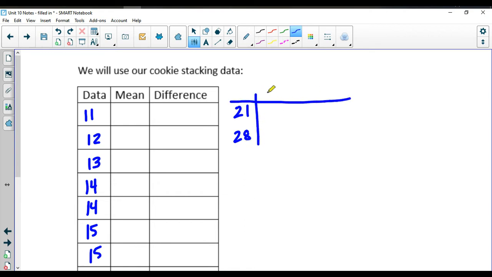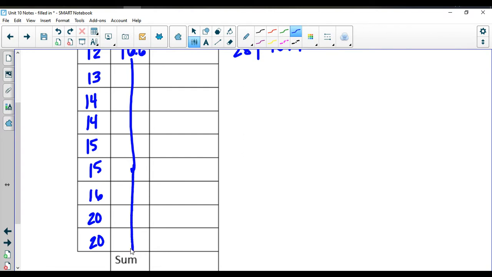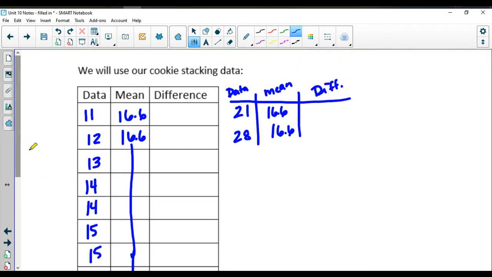So I'm going to separate quick 3 columns here real fast. So this is our data, our mean, and then our difference column. So our mean we did calculate back in that first lesson, and that was 16.6. So really we can just go ahead and fill that in all the way down here. We'll draw an arrow for this round because there's a lot of them.